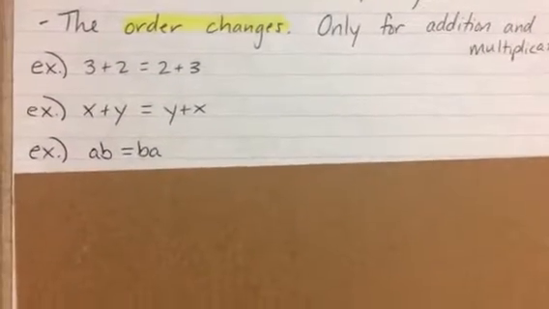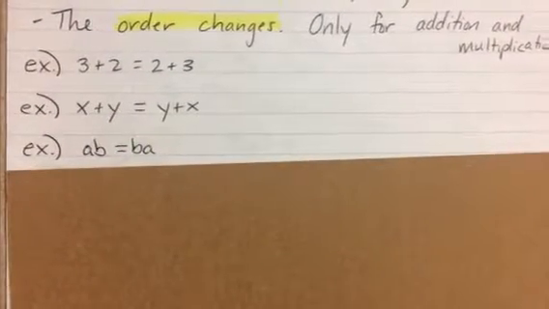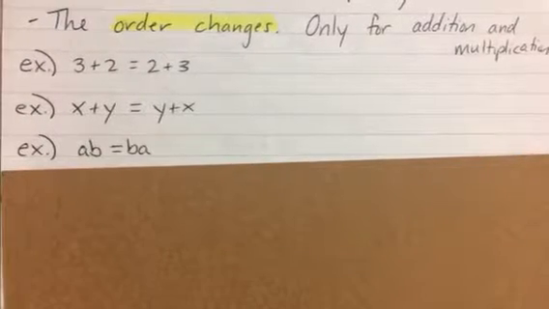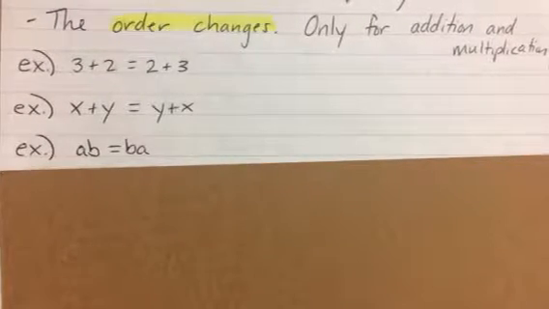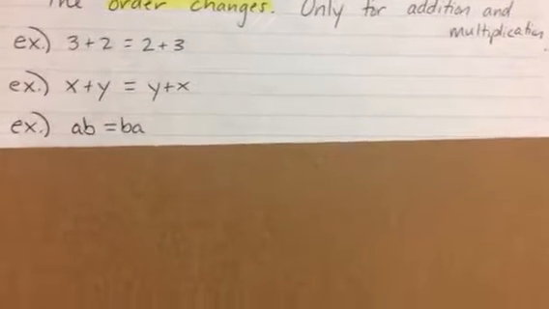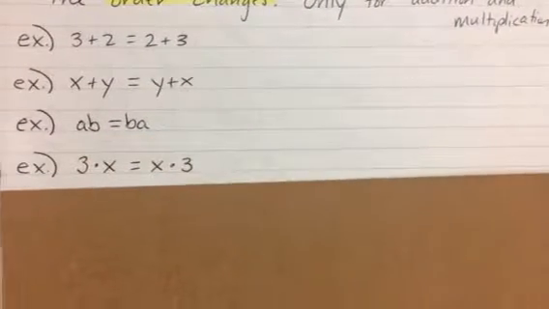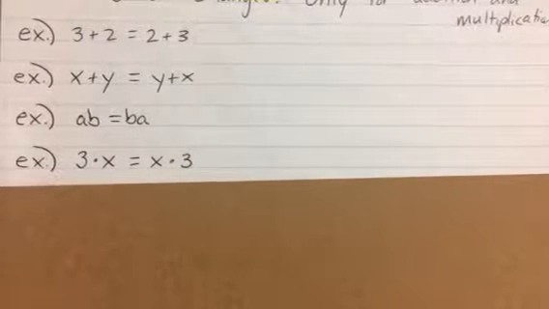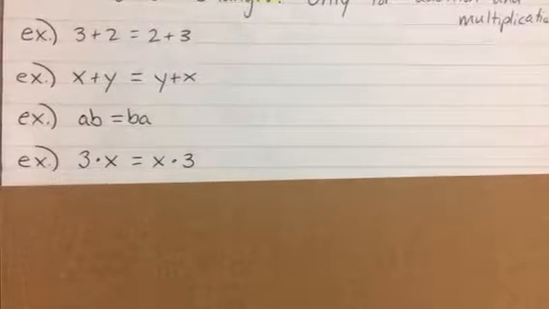The next one is an example of the commutative property of multiplication. So AB means that I'm multiplying A and B, and I switch the order. So it tells me that that equation is true. Those two are really equal. Another commutative property of multiplication: 3 times x equals x times 3.